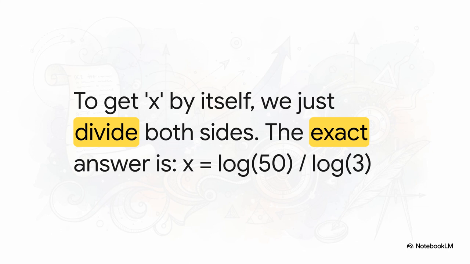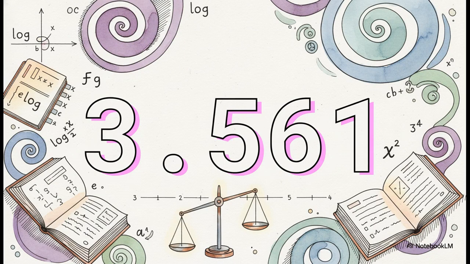Now this right here, this is the exact answer. But it's not super helpful, right? So let's grab a calculator and see what it really means. And there it is. Punch that into the calculator and you get about 3.561. Just like we predicted, it's a number between 3 and 4. But now we know exactly what it is.